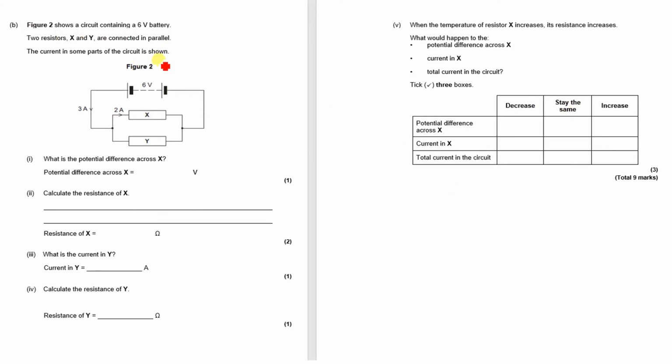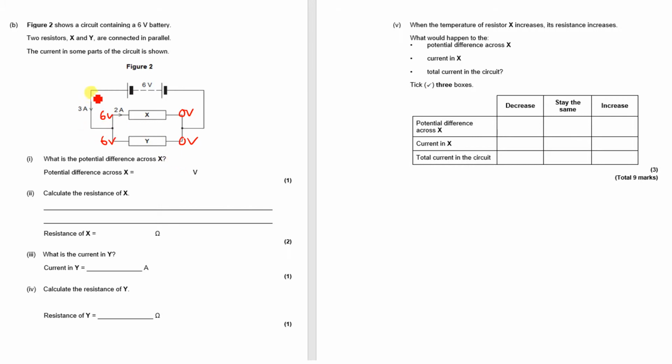Right, figure 2 shows a circuit containing a 6-volt battery. 2 resistors X and Y are connected in parallel. The current in some parts of the circuit is shown. So let's go through what this is showing. 6 volts, because it's a parallel circuit, we always put 6 volts going in, 6 volts going in, 0 volts coming out, 0 volts coming out. That way we won't get the question incorrect.